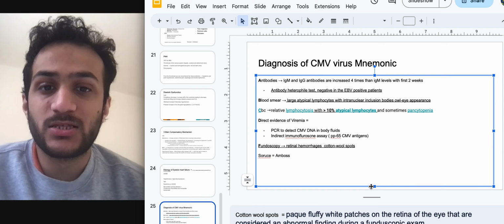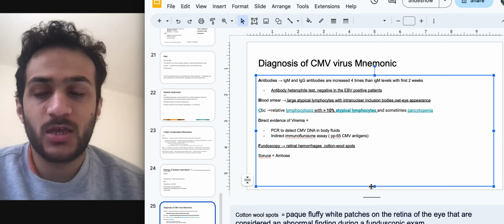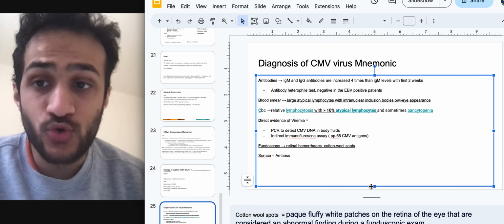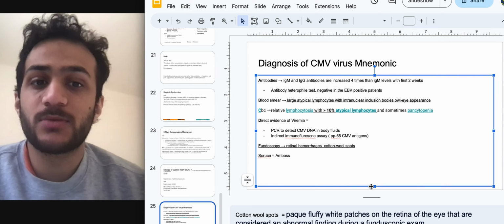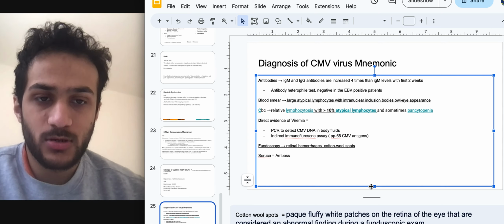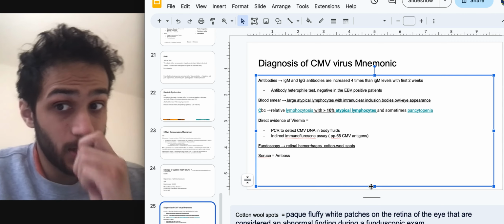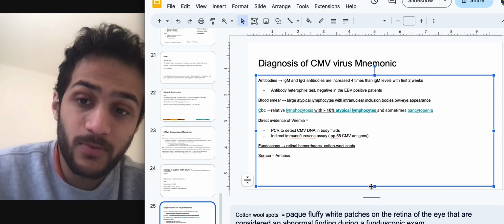Then we're going to have the blood smear, so large atypical lymphocytes. These are lymphocytes that do not look like normal lymphocytes. These are atypical, with internuclear inclusion bodies and owl eye appearance. So that's inside the nucleus. So we're going to have the owl eye appearance.